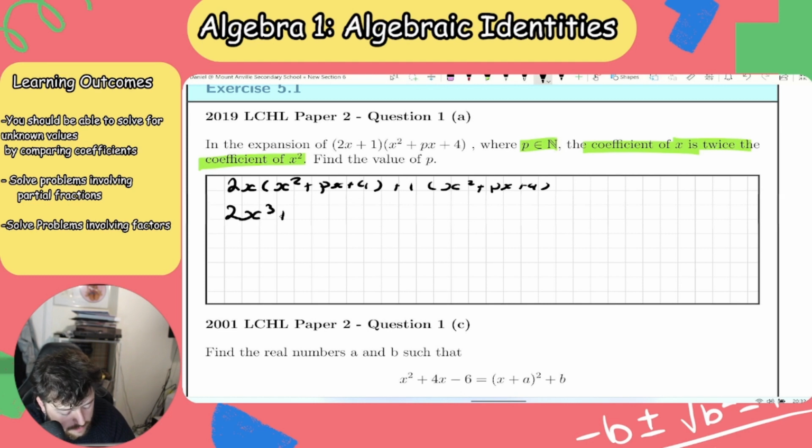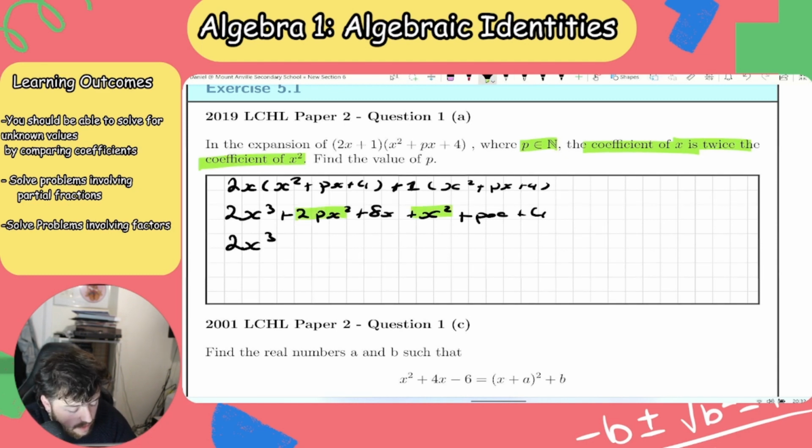That gives 2x cubed plus 2px squared plus 8x, plus 1 times x squared is x squared, 1 times px is px, and 1 times 4 is 4. Gather my like terms here, 2x cubed. Now, I'm going to gather my x squareds here. So 2px squared plus x squared. I'm going to factor out an x squared between them, and I'm going to be left with 2p plus 1 times x squared.